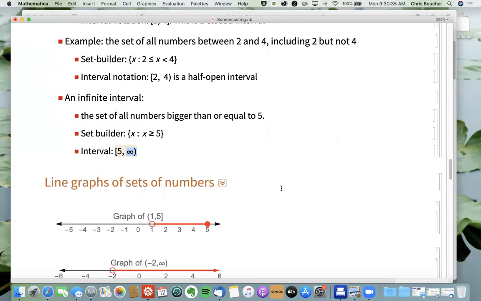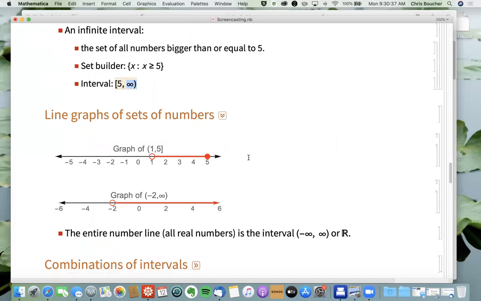We can draw pictures of sets of numbers. So here's a picture of the interval 1, 5, open on the left and closed on the right. And the way we do this is if an endpoint is open, we'll use an open circle. If the endpoint is closed, we'll use a closed circle, like this red circle over here at 5. And then we'll just kind of color in all the stuff in between somehow. On a computer, I can do it in a different color. With a pencil, you can sort of scribble over it or something like that.